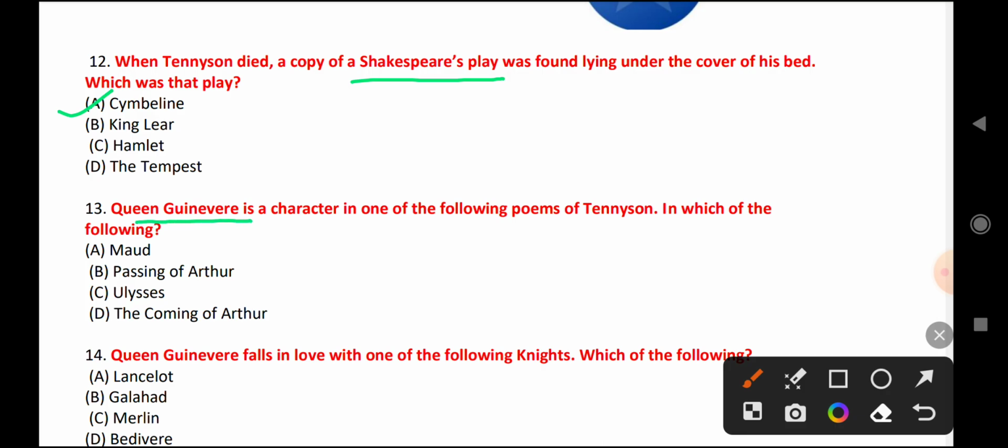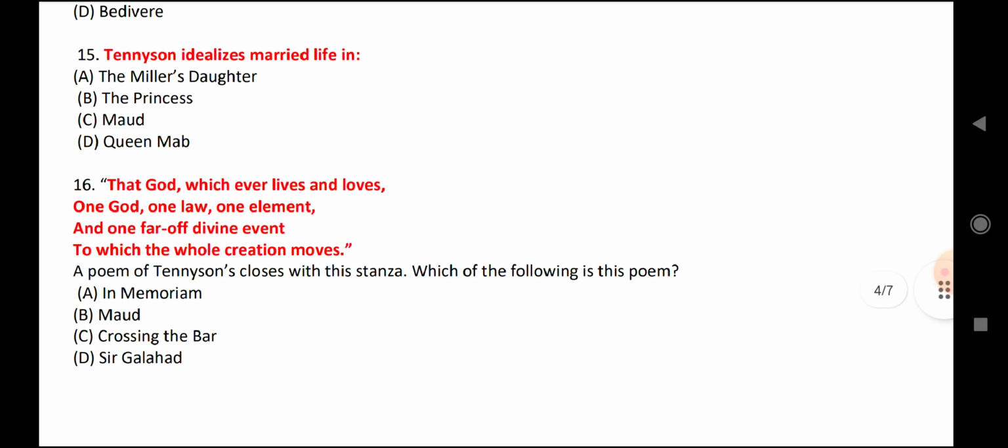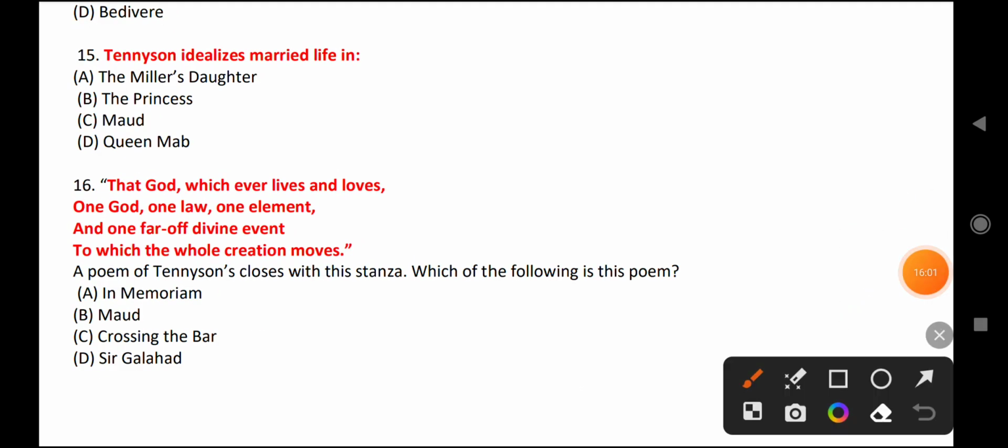So Queen Guinevere is a character in The Passing of Arthur. Next question is: Queen Guinevere falls in love with one of the following knights. Who is it? With whom does Queen Guinevere fall in love? So he is Lancelot. Now let's come to question number 15. Tennyson idealizes married life in which of his works? So he idealizes married life in The Miller's Daughter.